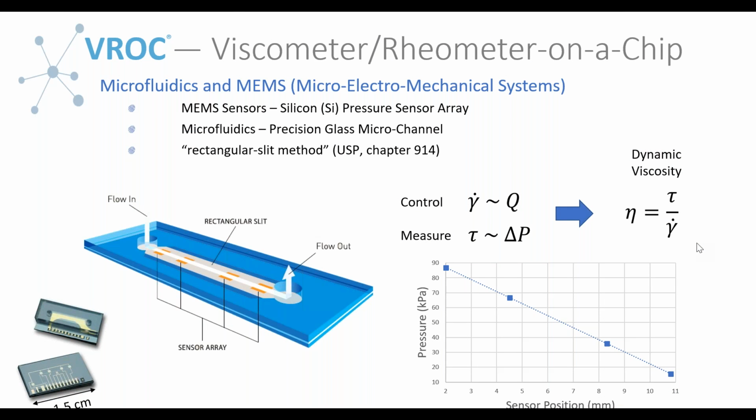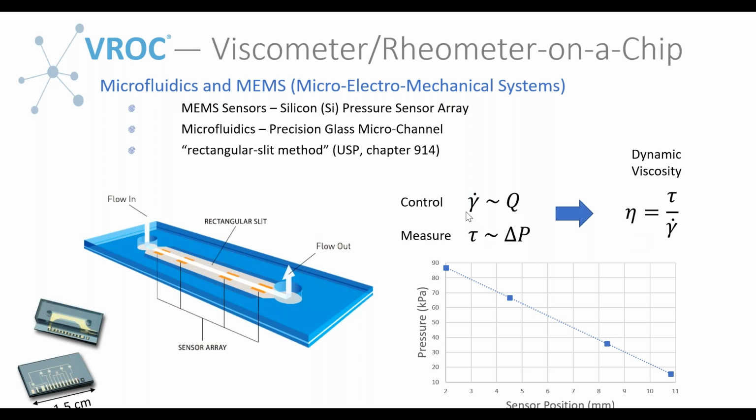Now, how RheoSense differentiates itself from other viscosity manufacturers is through our VROC technology, which stands for viscometer and rheometer on a chip. And so basically, VROC technology is a combination of MEMS, or micro electromechanical system, and microfluidics. And how we measure viscosity is by controlling shear rate and by measuring pressure drop. And with these two parameters, we use a derivative of the Hagen-Poiseuille equation, where shear stress divided by shear rate gives us dynamic viscosity.